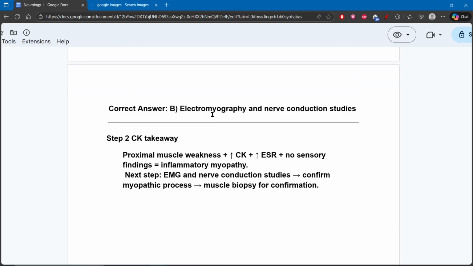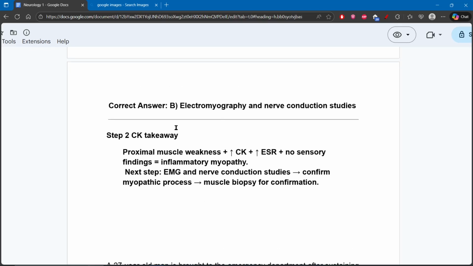So the correct answer, of course, is the electromyography and nerve conduction studies. The takeaway for you is proximal muscle weakness plus a high CK, ESR, no sensory deficit. It's obviously an inflammatory myopathy. The next step would be to do an EMG or an NCS to confirm the myopathic process, and muscle biopsy is basically for confirmation. This is just to give you an association with the diagnosis. That's it. So that's what you need to understand.